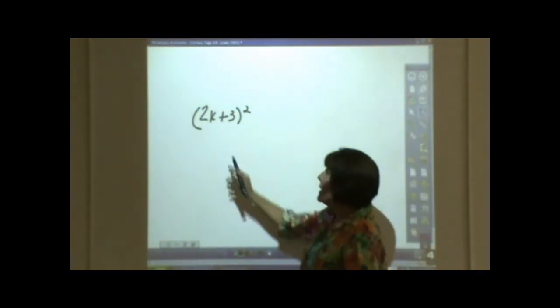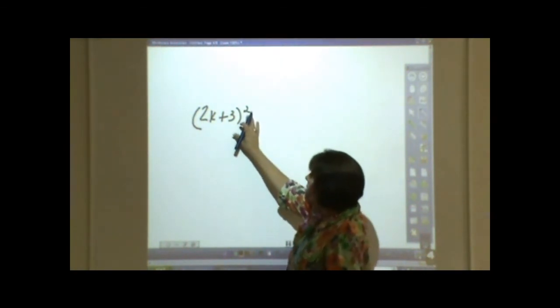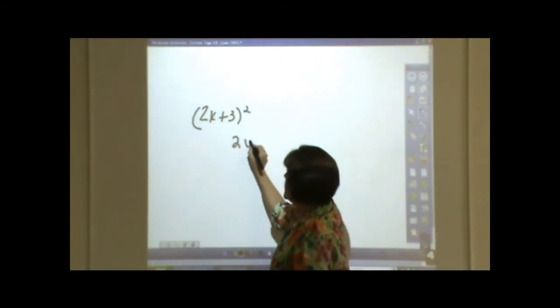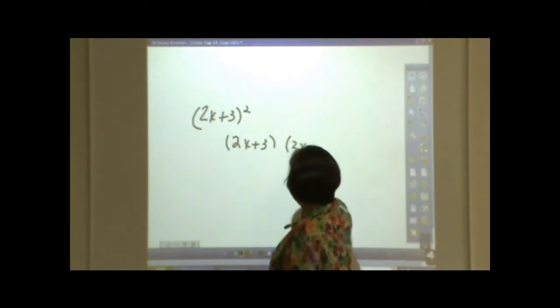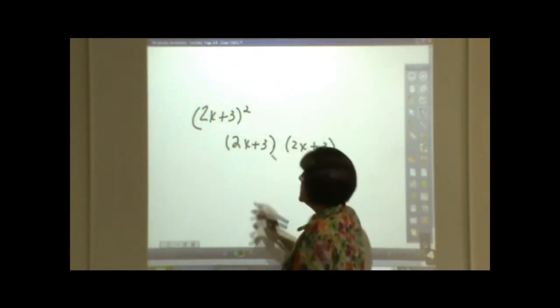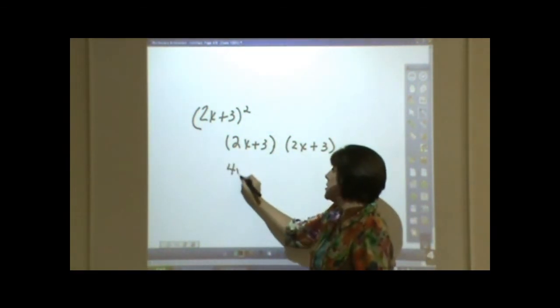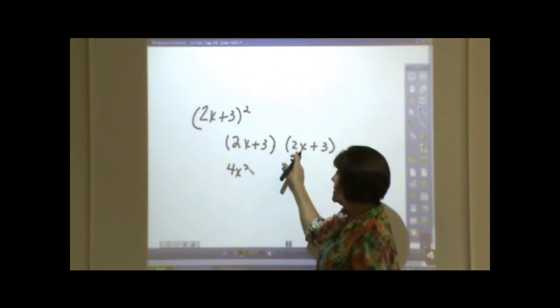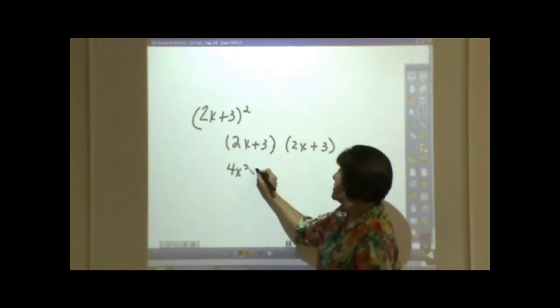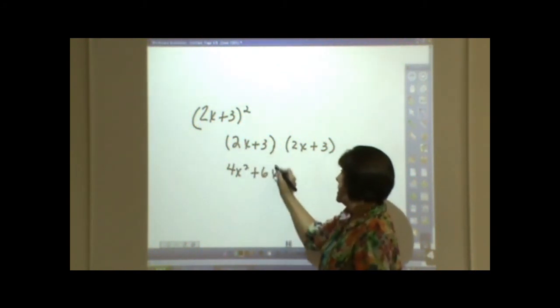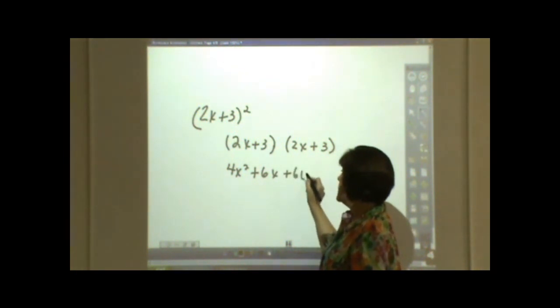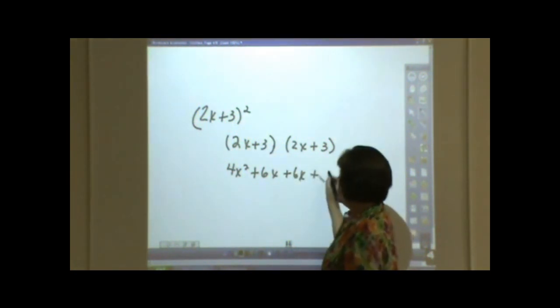Finally, if you have a binomial squared, this square means that you write it down twice because there's 2 of them. And we're going to follow that same method of FOIL that we did in the previous example. We'll do first times first, which will give us 4x squared because 2x times 2x. Your outer terms, 2x times 3 would be 6x. Your inner term would be 6x. And your last would be 9.